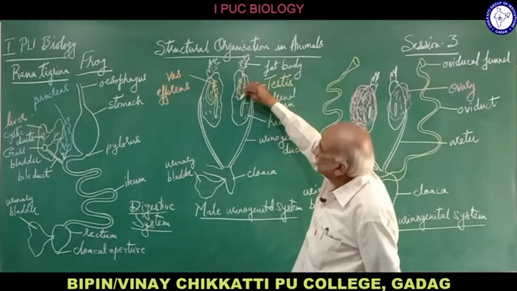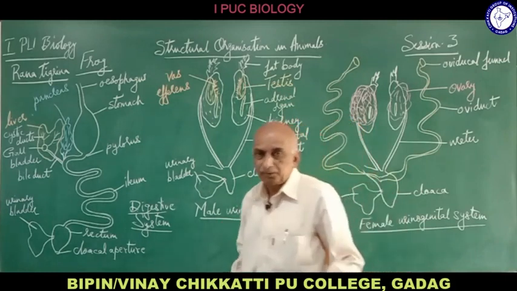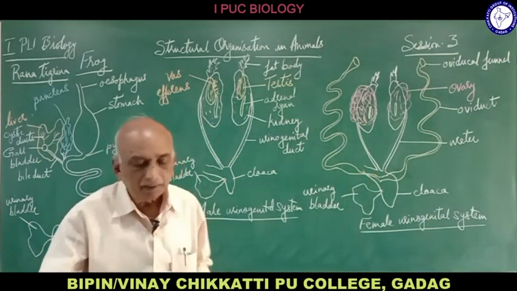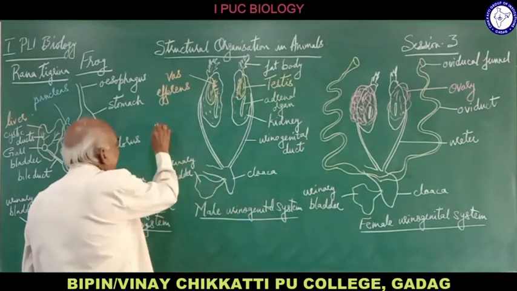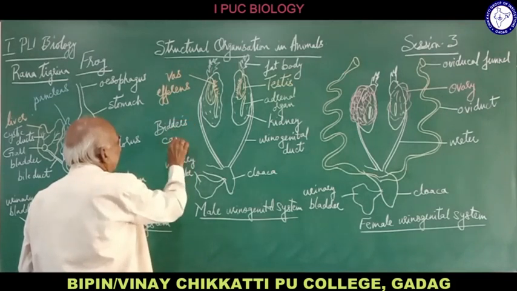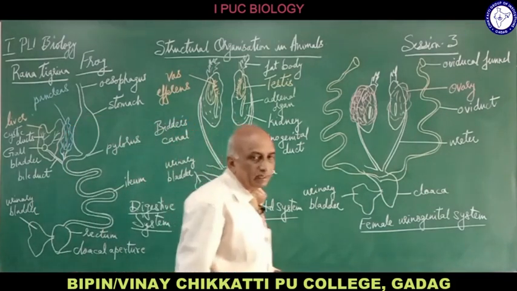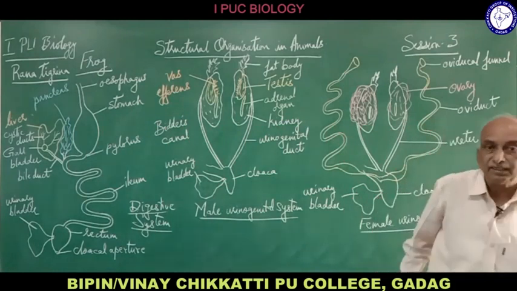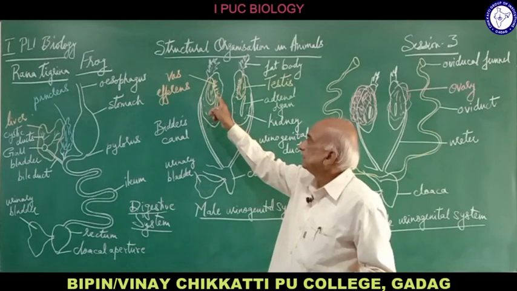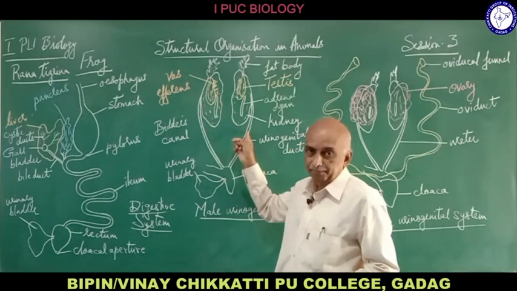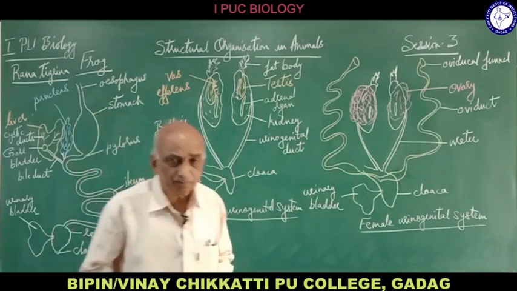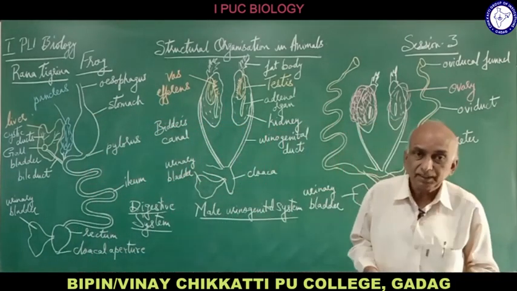Now further, there is another canal which opens into the ureter. That is called the Bidder's canal. There is one more canal present inside, the Bidder's canal, which we cannot show in the diagram because it is inside the kidneys. The Bidder's canal is the common canal opening into the ureter, which carries the urine as well as the sperms, the male gametes produced by the testis.